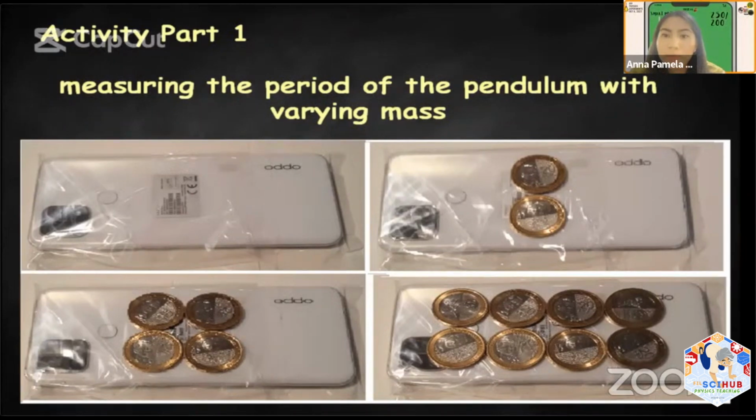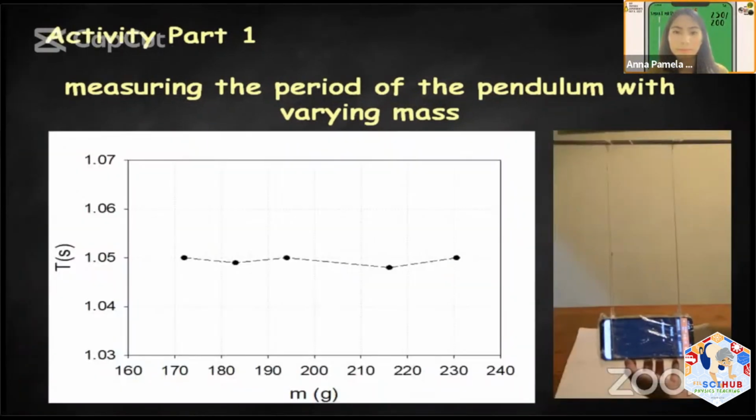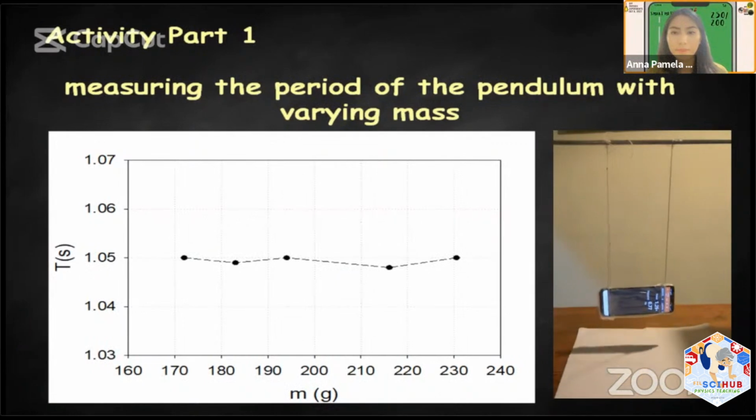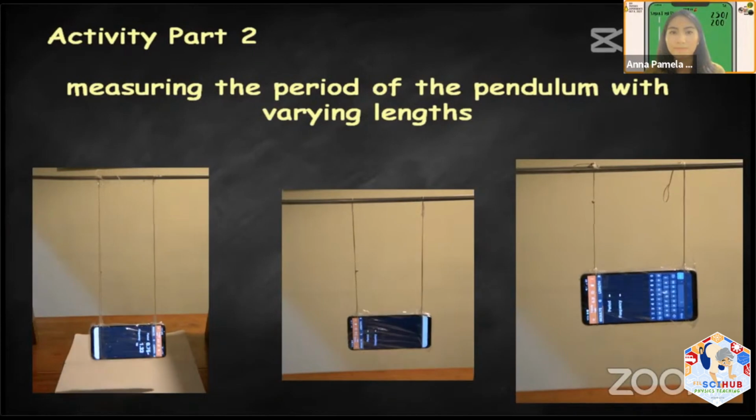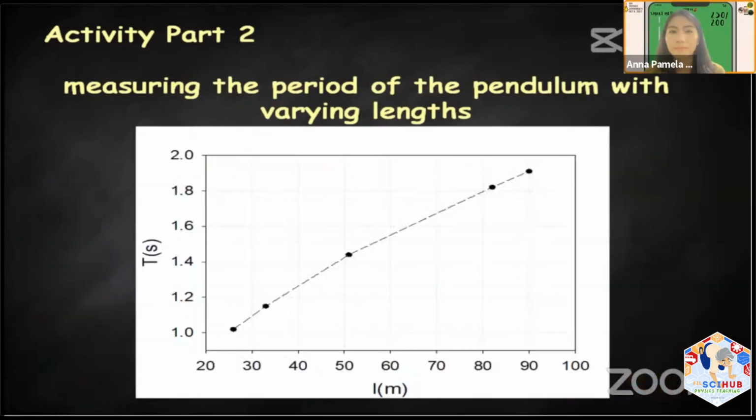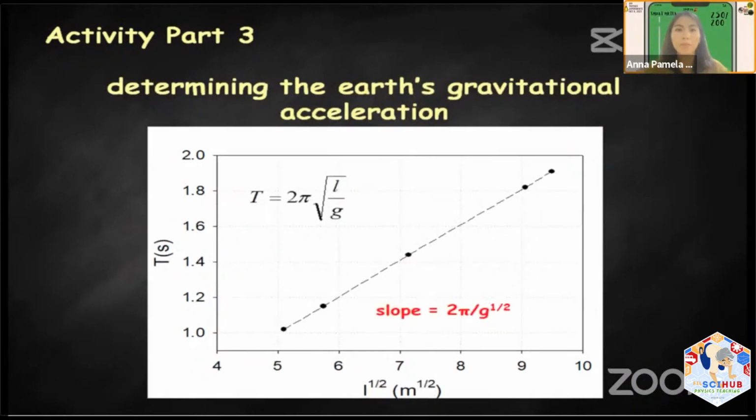The first part of the activity is measuring the period of the pendulum with varying mass. The students may do this by attaching different number of coins in the pendulum's bob. The students may analyze their results by plotting the period versus the pendulum's mass. The second part of the activity is measuring the period of the pendulum with varying lengths. The students may analyze the results by plotting the period versus the length of the pendulum. Finally, by plotting the period versus the square root of length, the students may obtain an experimental value of g.